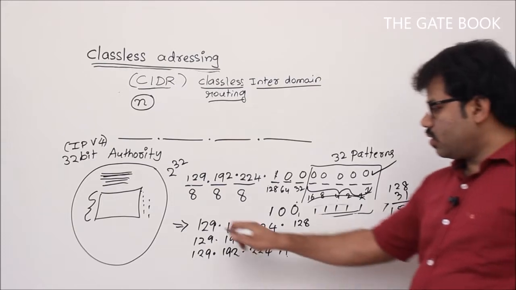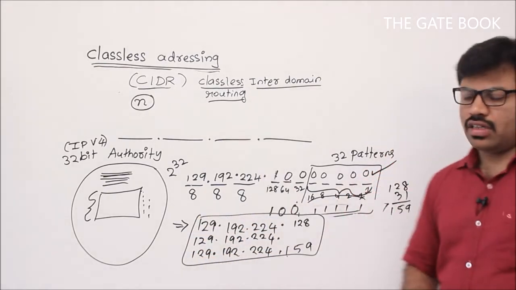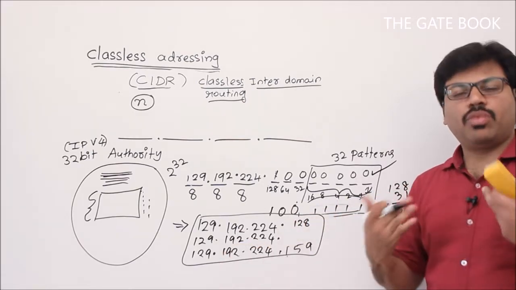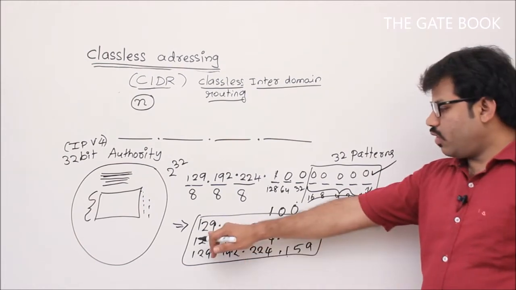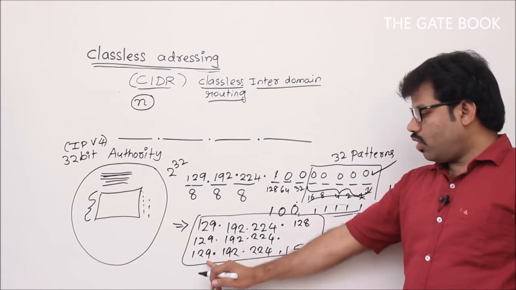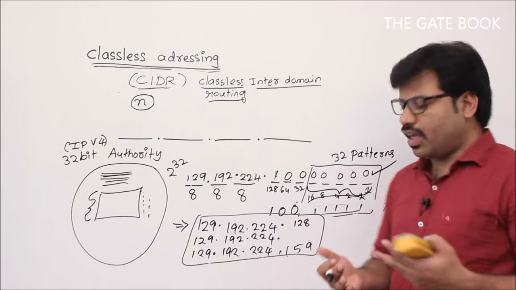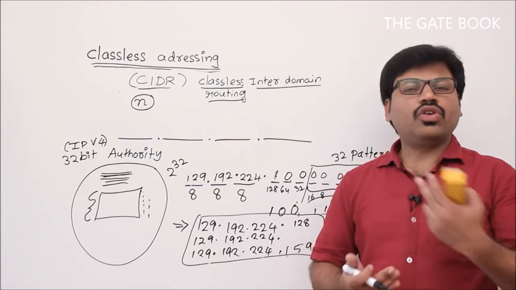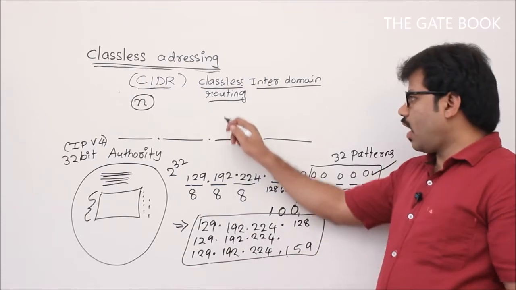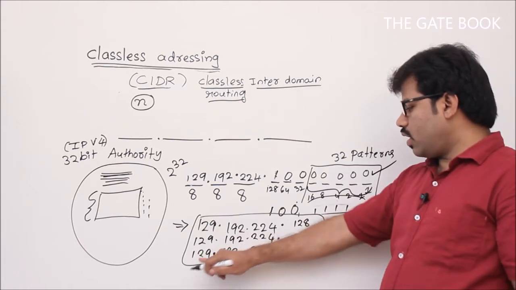In that way, we are going to get a block of addresses using classless addressing. So now, what is the representation? How do we represent it, so that people understand we have 129.192.224.128 to 129.192.224.159? How do we write them? Whenever you want to advertise them, how are we going to do it?